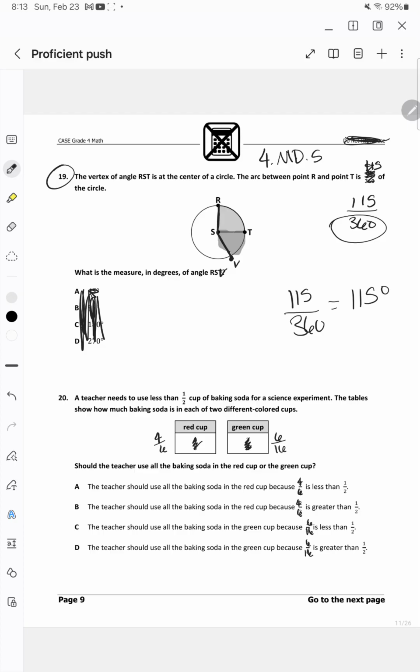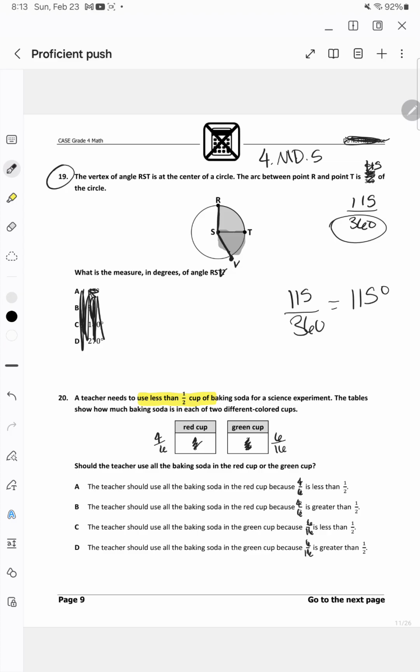And question 20. A teacher needs to use less than 1/2 of a cup of baking soda for the science experiment. Should the teacher use all the baking soda in the red cup or in the green cup? So let's look here. We have our fractions of 4/6 and 6/18. I know our answer has to be less than 1/2. Not more or equal, but less.